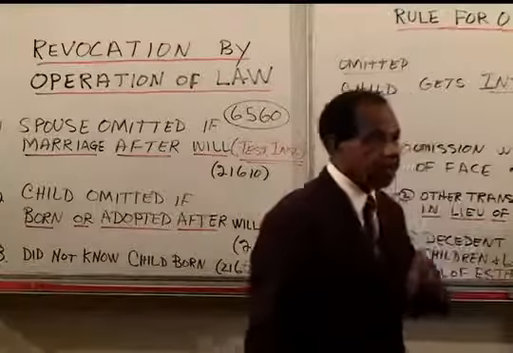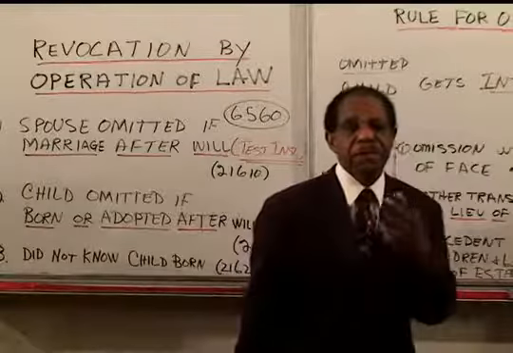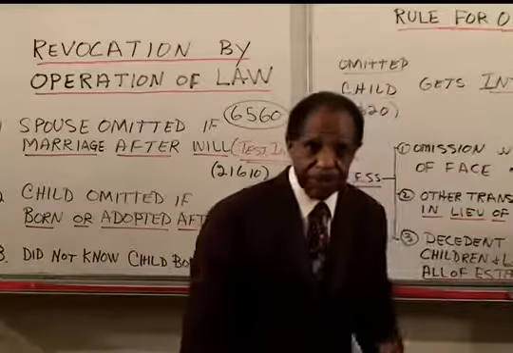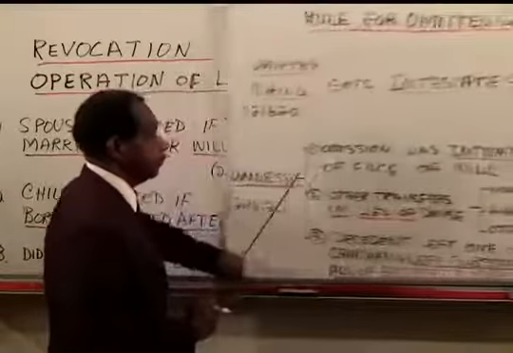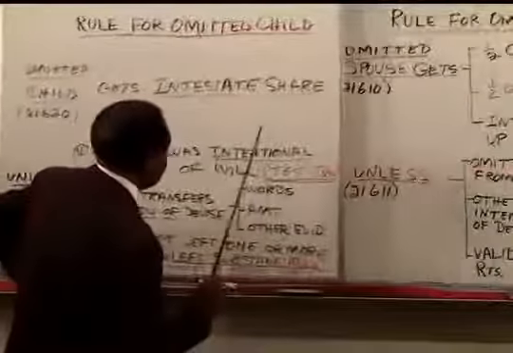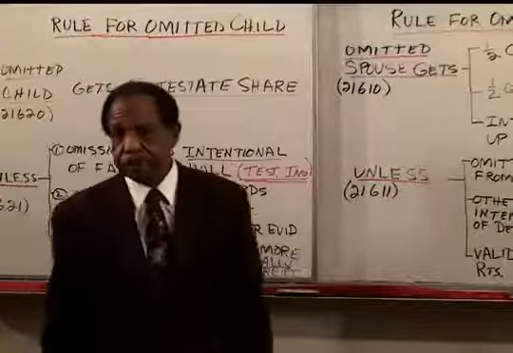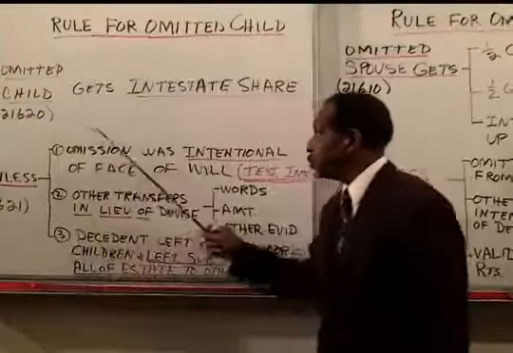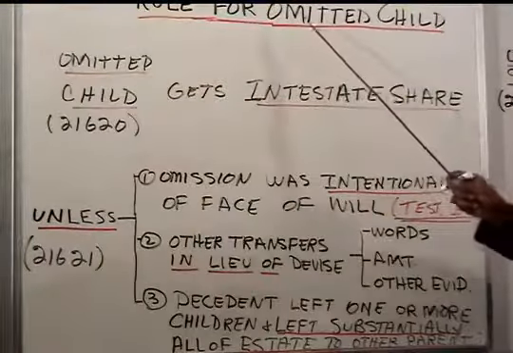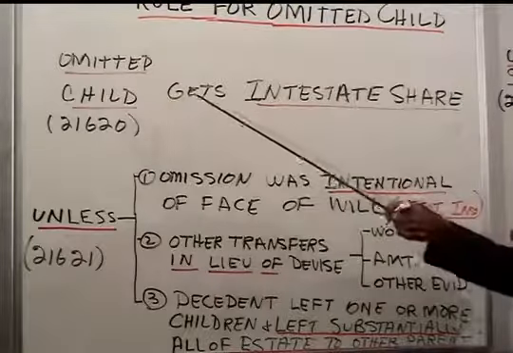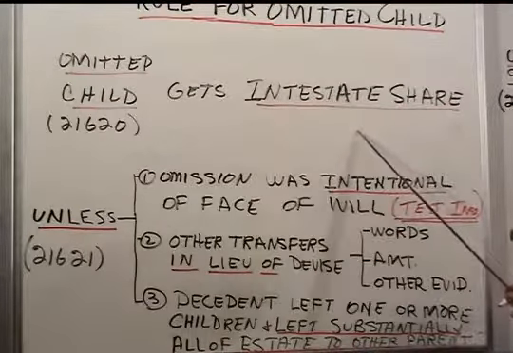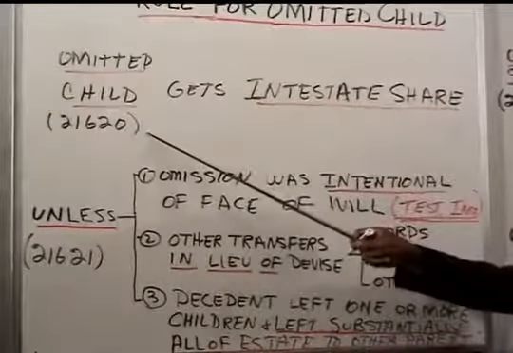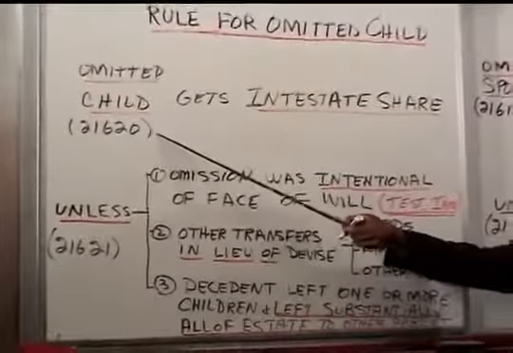And let me show you what the qualifiers are, because every time this has been tested, they've tested the qualifiers. Okay, they don't want just a basic rule. Now, if you look here at this section, dealing first with the omitted child, it says the omitted child gets an intestate share. And that's what we've been talking about, and that's found at 21620 of the probate code.